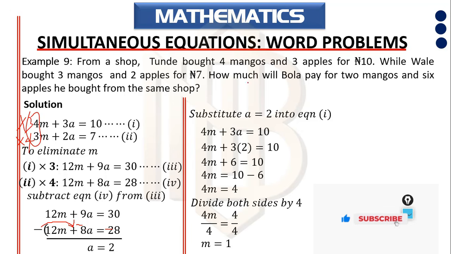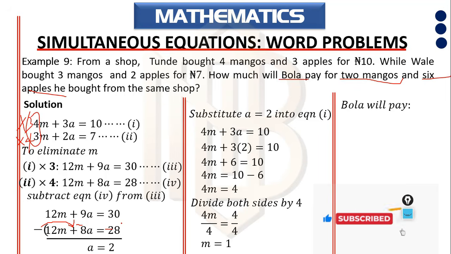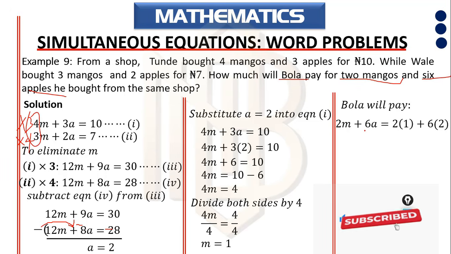Now look at the question. How much will Bola pay for 2 mangoes and 6 apples? Okay, so we already know that 1 mango is 1 naira, 1 apple is 2 naira. So that means Bola will pay 2 times the cost of mango plus 6 times the cost of apples, which is going to be 14 naira. It's as simple as that.